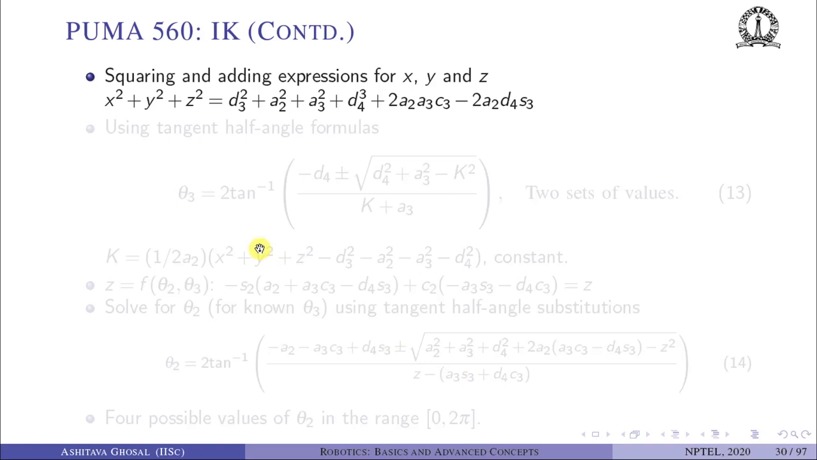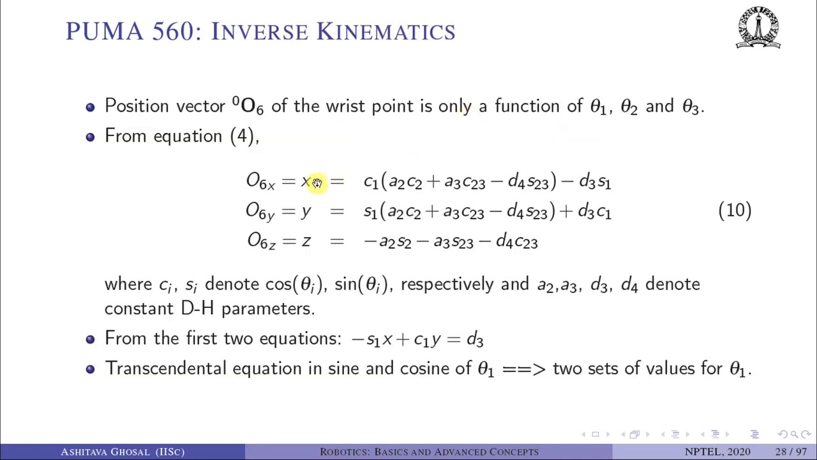Okay, let's continue. If you square and add those three equations, which is x squared plus y squared plus z squared, you can see that you will end up with a single equation in theta 3. Is this correct? Yes. So theta 1 will vanish. Theta 2 will also vanish, because you can see the pattern. It is minus a2s2, minus a3s23, minus d4c23, whereas here it is plus and minus, very similar, but here it is C2, here it is S2.